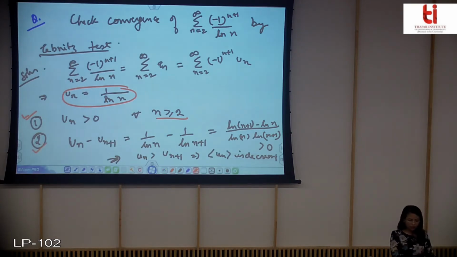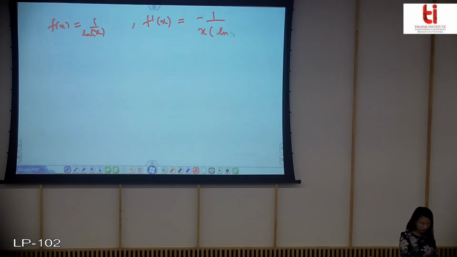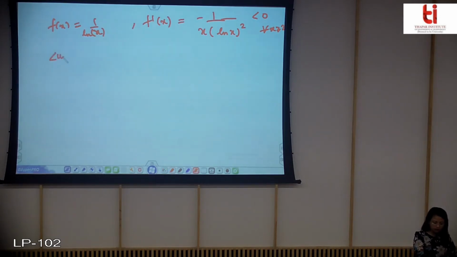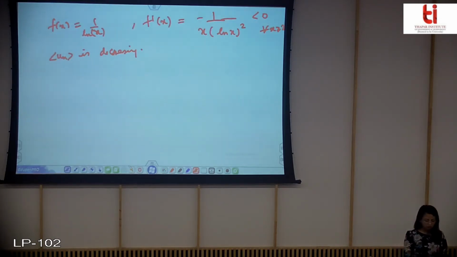You can prove it in the other way also. If you consider a function f of x equal to, sorry, this will be ln of x, and you find the derivative of this, you will get this. Now this is less than 0 for every x greater than or equal to 2. Then from this also you can see that this is decreasing, and hence un is decreasing. I have just discussed another way. You can use either this one to show that it is decreasing, or you can use this one.